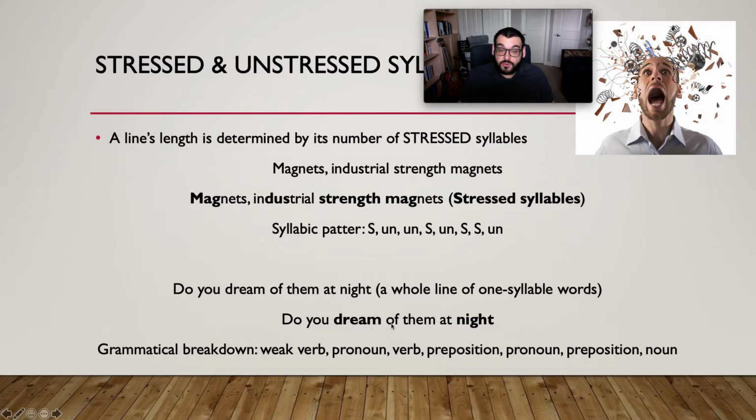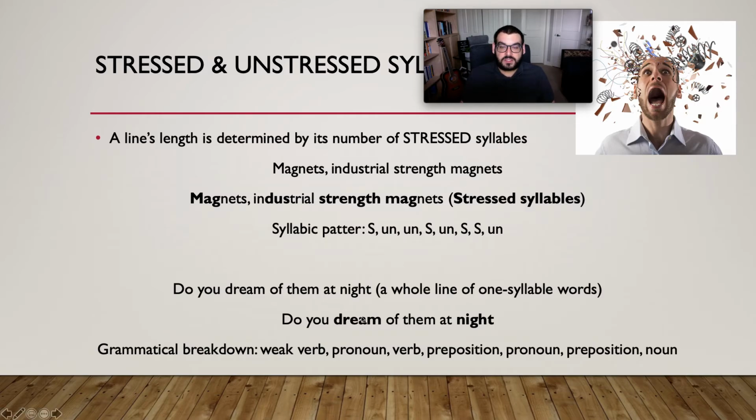Hey, we have a verb. To dream is a verb. Of is a preposition. Okay, weak grammatical function. Them, another pronoun. Professional noun is getting out of the way, giving the spotlight to someone else. We have a preposition again. At. Weak, weak, weak, weak. Okay? No stress syllable. Night is a noun. Remember, a noun is a person, place, or thing. Night is a thing. Do you dream of them at night?